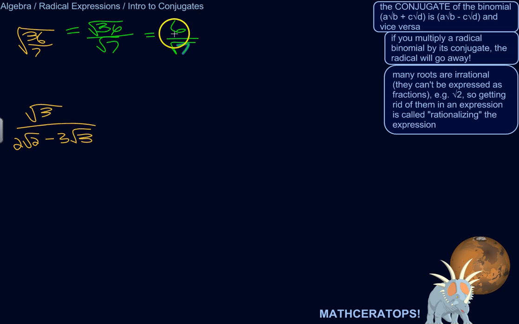Well, it's considered bad taste, basically, to leave a radical expression in the denominator of a rational expression, an expression like this with a numerator and a denominator. So what you can do is you can just multiply this by a fancy version of 1.